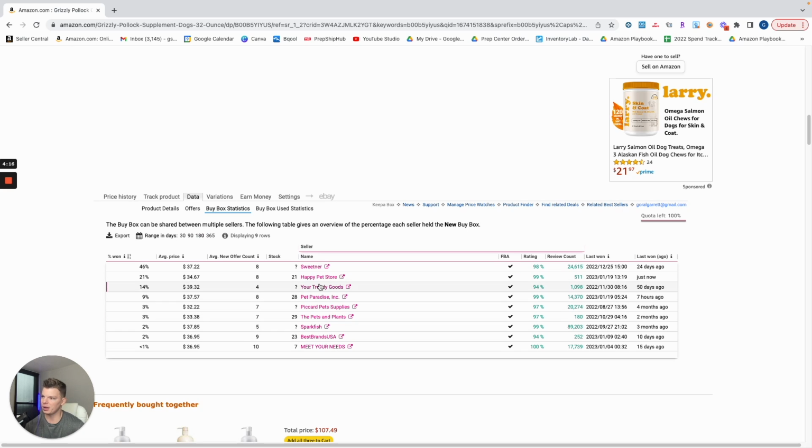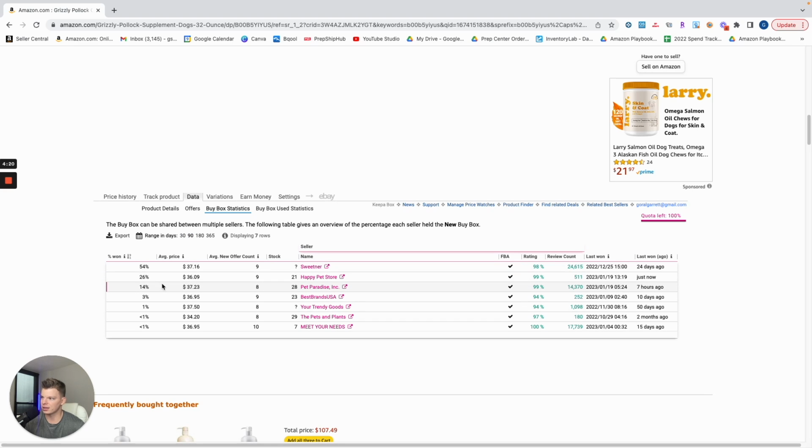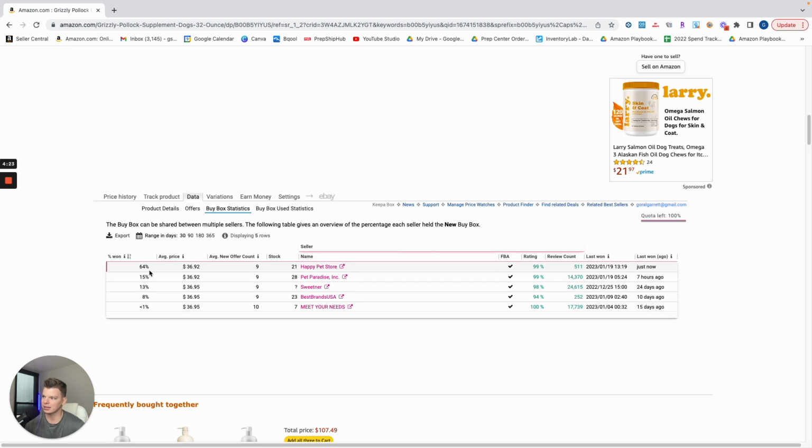Right? We see Happy Pet Store came in here 180 days ago at 21%. They stayed in stock. Now they're at 26. They continue to stay in stock. Now they're at 64. So this just goes to prove, and it's one example, that the longer you stay in stock, the higher your in-stock percentage is on a specific product, the better off and the higher your buy box percentage is going to be. Right?